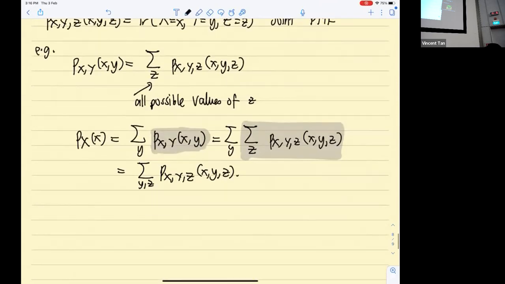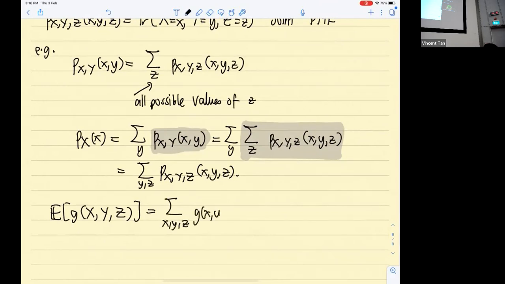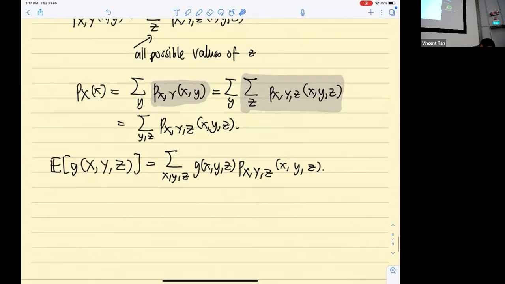So if we are interested, for example, in the expectation value of some function g of x, y, z, you don't go and find the random variable w. You don't go and find this. This is going to be too painful. What we are going to do is just sum over all possible values of x, y, and z, g of x, y, z times the joint probability mass function of x, y, z in this way. That's some formula, and you can use that to find out the expectation value of a new random variable, which is a function of the original ones. This will turn out to be handy when we talk about the expectation of some interesting random variables.